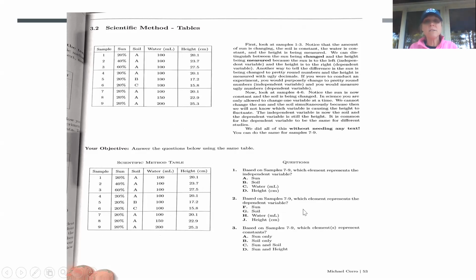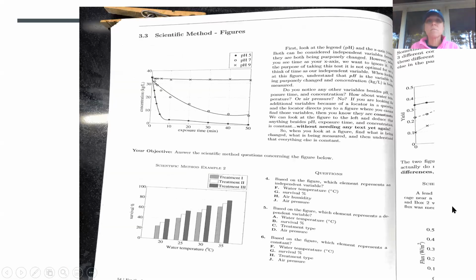Let's look at number 2. Based on samples 7 through 9, which element represents the dependent variable? We just said height, which is correct. Then it says based on samples 7 through 9, which element represents constants? We already talked about that. We said that the sun and the soil were both constants. So C should be your answer, all right? All right, so let's move on to 3.3. And we're looking at scientific method figures.